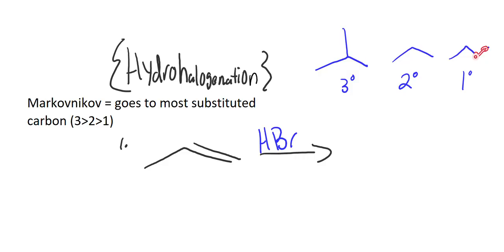It doesn't go 1 and then 2. It only goes to the one that's adjacent to it. So this one's primary, if we're talking about this carbon. If we're talking about this one, it extends to 2.